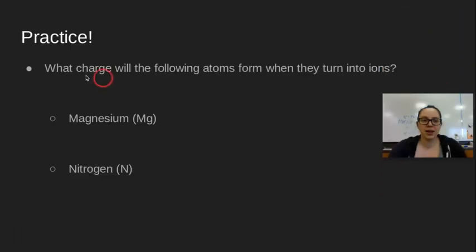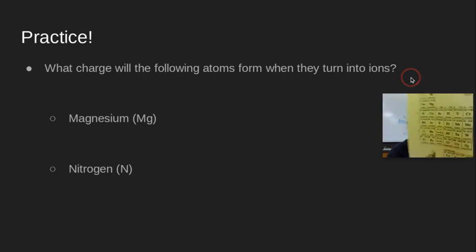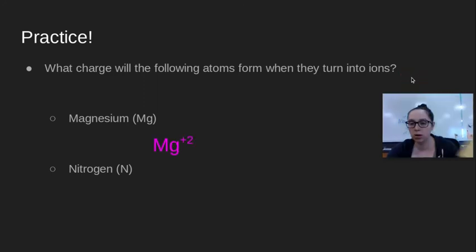We're going to practice. Okay, what charge will the following atoms form when they turn into ions? Magnesium. Magnesium is number 12. Has 12 protons. It is in group 2. Group 2 has 2 valence electrons. It's going to lose those 2. It's going to have a +2 charge.